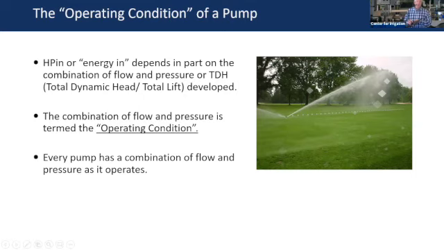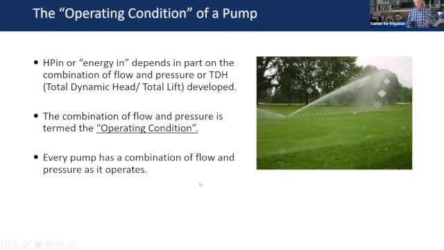So what is the operating condition of the pump? That's a combination of flow and pressure that you're having to develop to run your system. You see a golf course pump here squirting out sprinklers hundreds of feet. Could be a sprinkler system in an agricultural setting. When you have to create more pressure to run something, it takes more energy. And so we call an operating condition the combination of flow and pressure that's being developed as that pump is running. So you see a single sprinkler here, there might be multiples running. But every pump has that combination of flow and pressure as it operates.